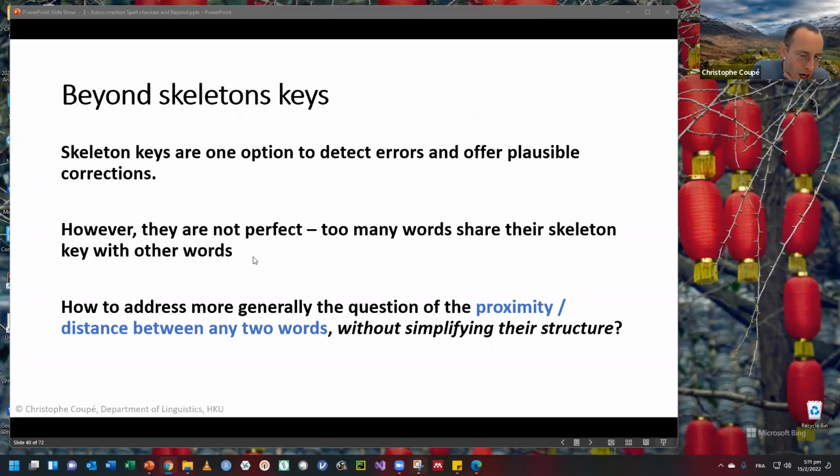Maybe we could ask ourselves a more general question. That is the question of the proximity or the distance between any 2 words without transforming their structure like what we did with skeleton keys. Like we sort the letters, we drop some letters. No, we want to keep the forms, the letters of these words in the right order, and we want to compute the distance between these words. How can we do that?